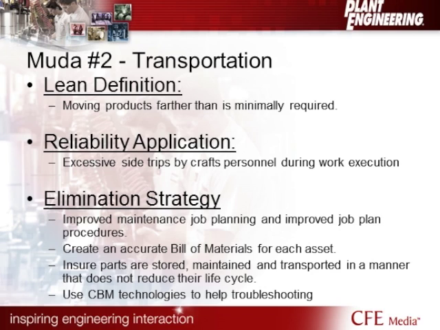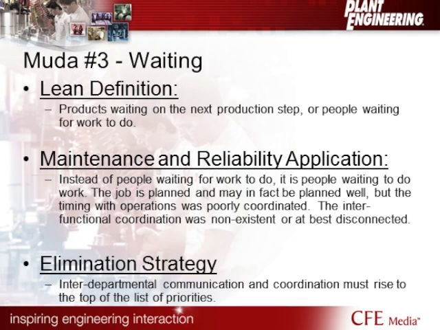Now we're going to go on to the next slide, and we're going to talk about waiting. This is muda number 3. And the lean definition here is products waiting on the next production step or people waiting to do work. And for maintenance and reliability, we see a lot of this. We see people waiting to do work on the assets. So if you've got maybe not a good scheduling process or you don't have good communication between your maintenance and operations folks, that's where you see this type of waste coming into play.